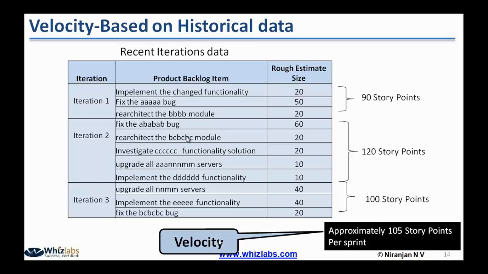So velocity is nothing but, in this case, on an average, this team can deliver 105 story points per sprint or per iteration. Okay. That doesn't mean that every time they deliver 105. Sometimes they may deliver less. Sometimes they may deliver more. Okay, this is one of the ways of calculating velocity.